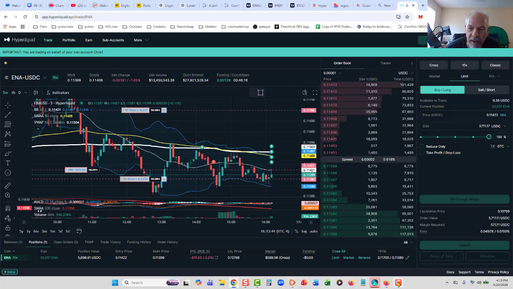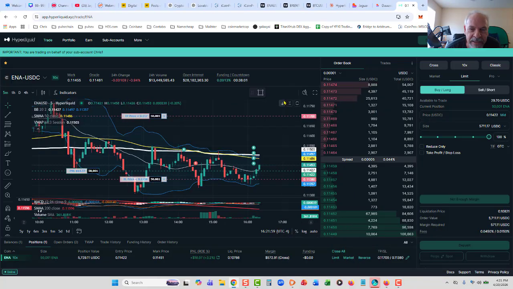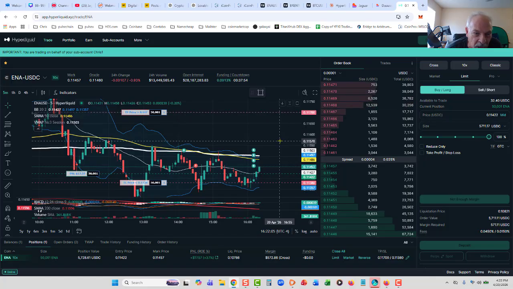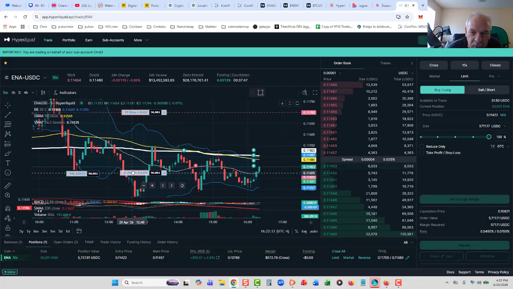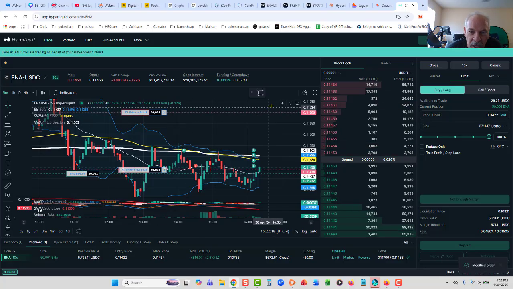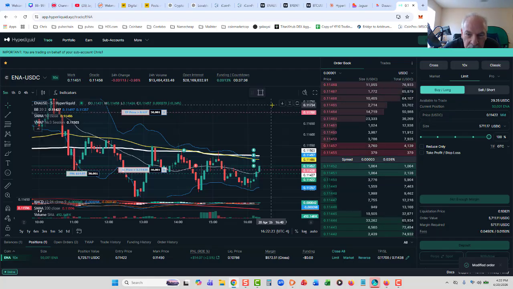Okay, you can see after about 10 minutes, ENA has moved in our favor. So we've got a couple of options here. We can do nothing, or we can ride it out, move our stop loss up a little bit, and lock in a profit. So let's move it up. It's trading at 0.1145. I moved up the stop loss. Now we're guaranteed no losses. I moved it up just above the entry, so that on a reversal you'll get stopped out, but you won't lose money.